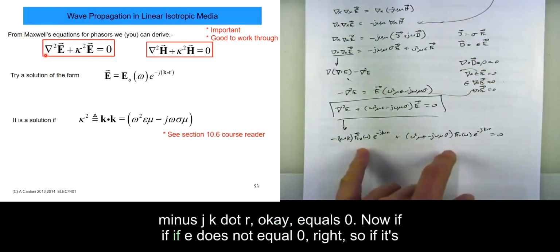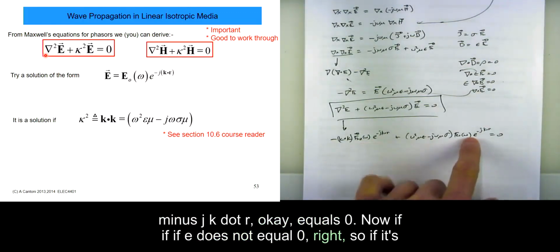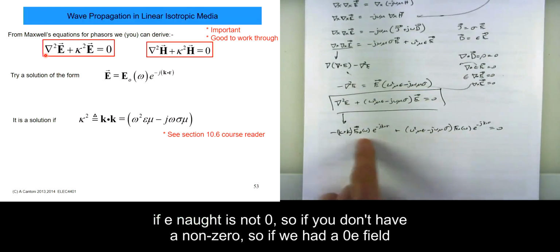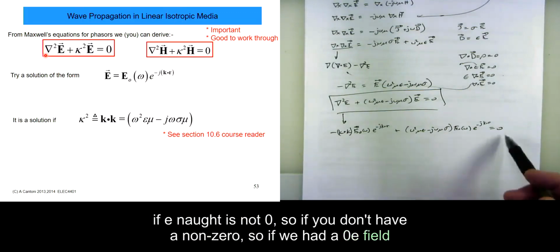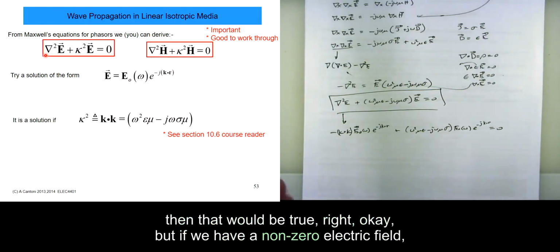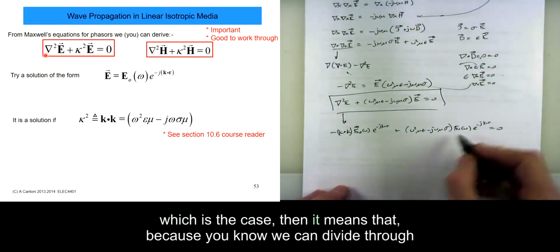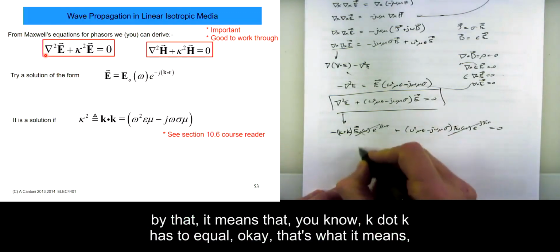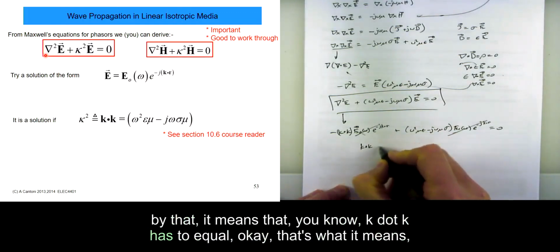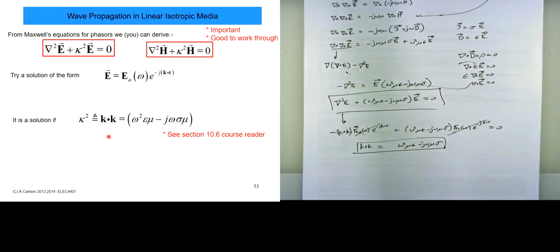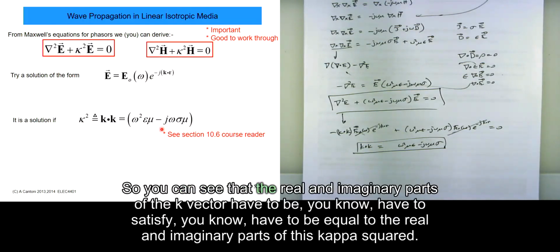Now, if E naught is not 0, so if we had a zero E field, then that would be true, right? But if we have a non-zero electric field, which is the case, then because we can divide through by those, it means that k dot k has to equal kappa squared. That's what it means. So you can see that the real and imaginary parts of the k vector have to be equal to the real and imaginary parts of this kappa squared.